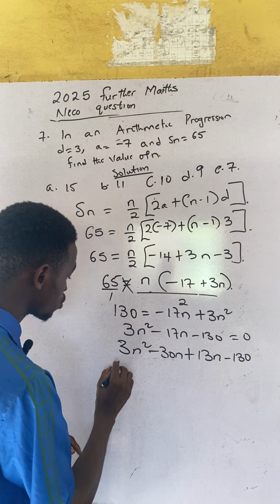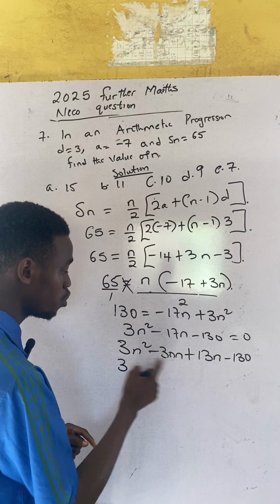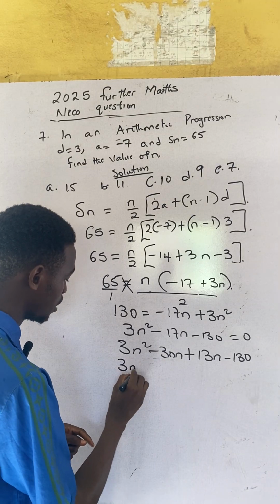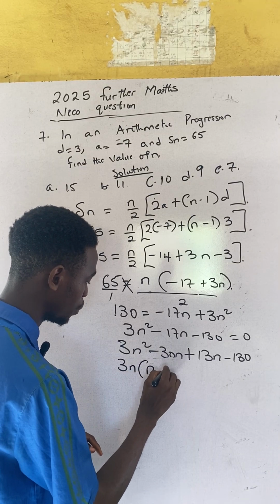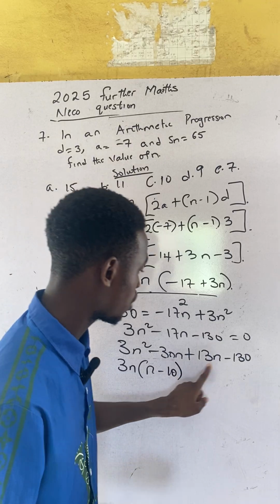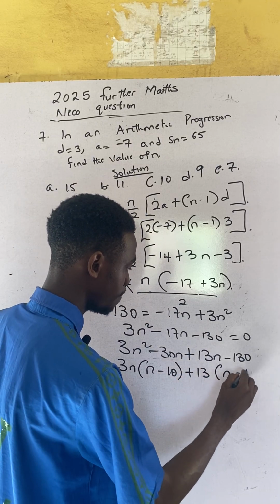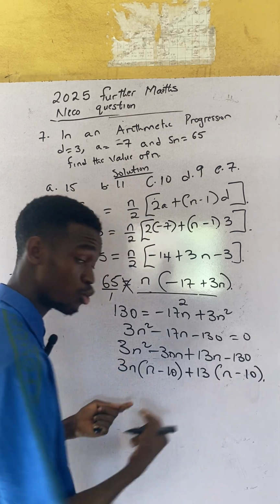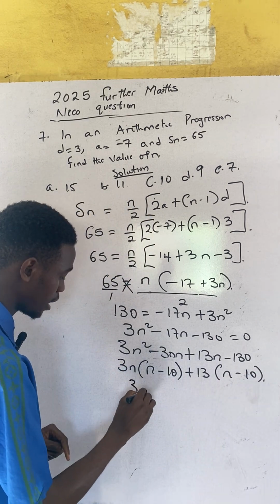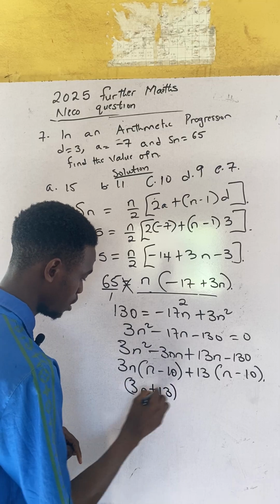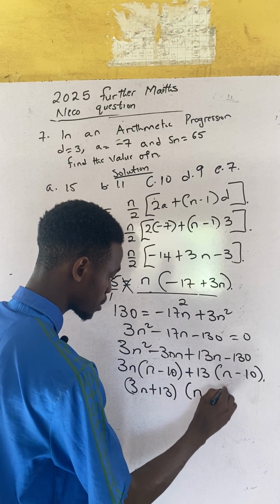So the next thing is to group them. So this will become 3n into bracket n minus 10, because the common factor here is 3n. Then the common factor here is plus 13 into bracket n minus 10. We are grouping them, so this will become 3n plus 13 into bracket n minus 10.